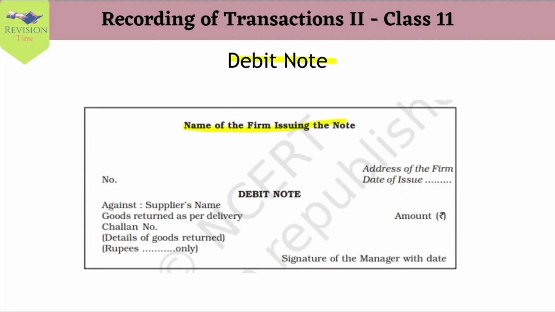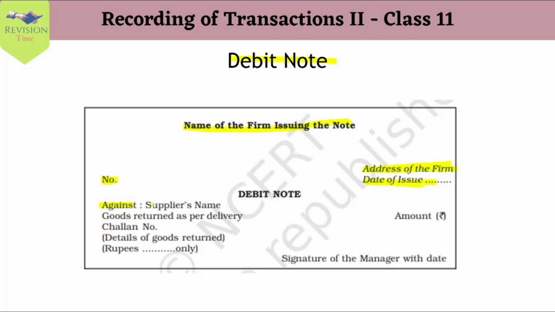Name of the firm issuing the note. So the name of the business which is returning back the goods has to be mentioned here on the top. Here we are mentioning the debit note number. Here the address of the firm and date of issue, the address of business of the firm and the date on which we are issuing.